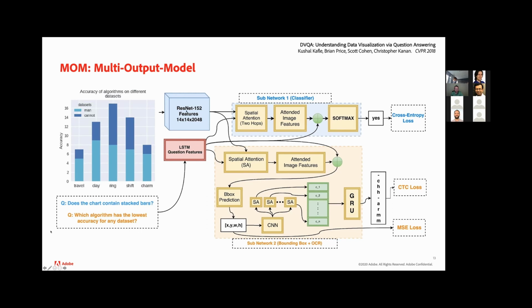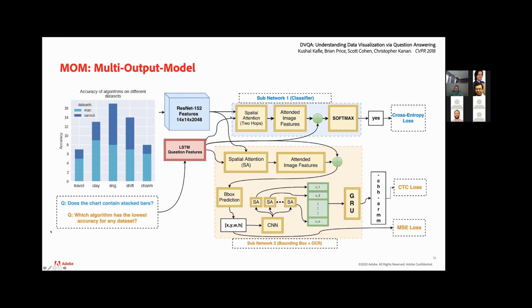So the top model is the CNN. And then from there, we actually had two specific networks that would handle different types of questions. So for this top one that you see in blue, hopefully you can see my mouse as I'm pointing to it, this would handle questions like the blue question over here: does the chart contain stacked bars? So that is a yes or no question. So we know what the output would be.